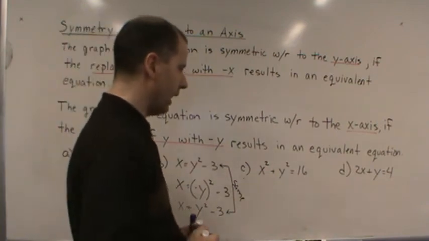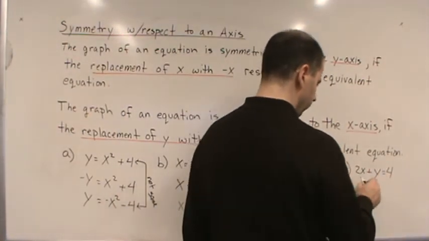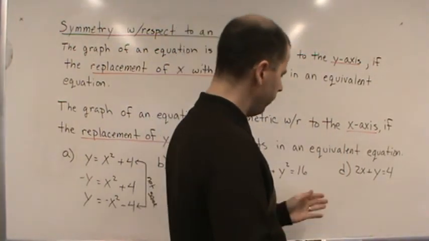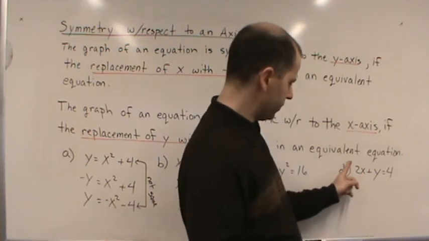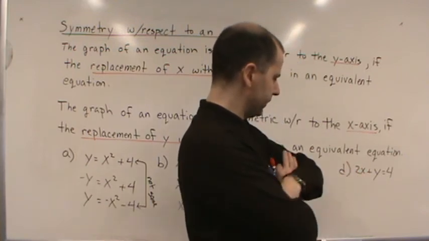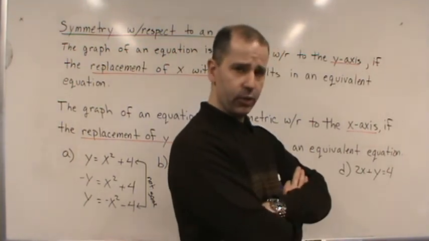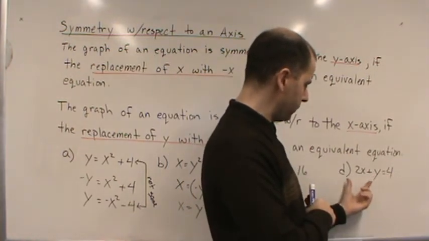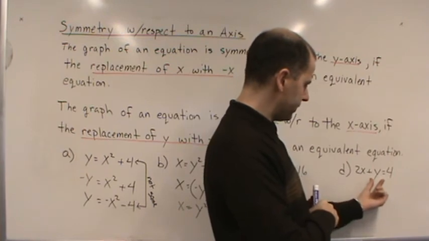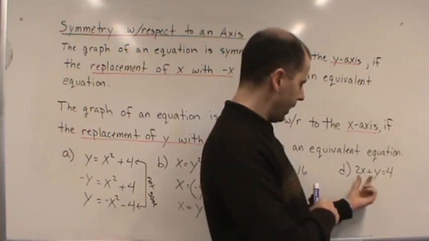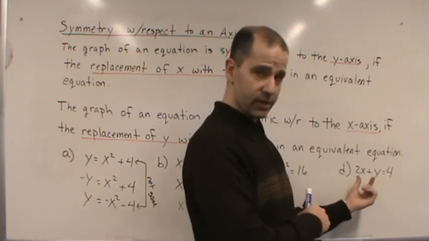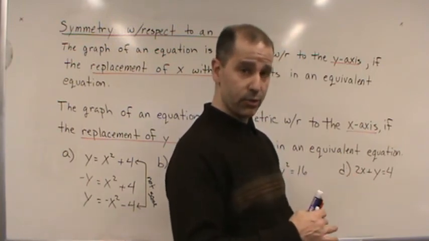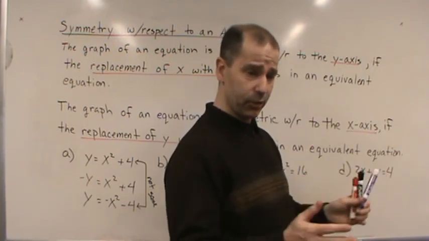Okay? Now, what about this one? Here's the thing. If we plug in negative x here, it's going to change this to a negative 2x. And there's nothing we can do to fix that, to change that. So there's going to be no way to get this to be the same. And also, if we replace y with negative y, we're not going to be able to simplify this so that we get the same equation back. And so in this case, it's not going to be symmetric with respect to either of the axes.